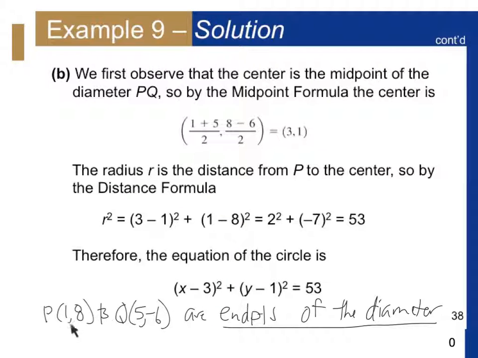Okay, next example, part B, we were given this. The points P(1, 8) and Q(5, -6) are endpoints of the diameter.